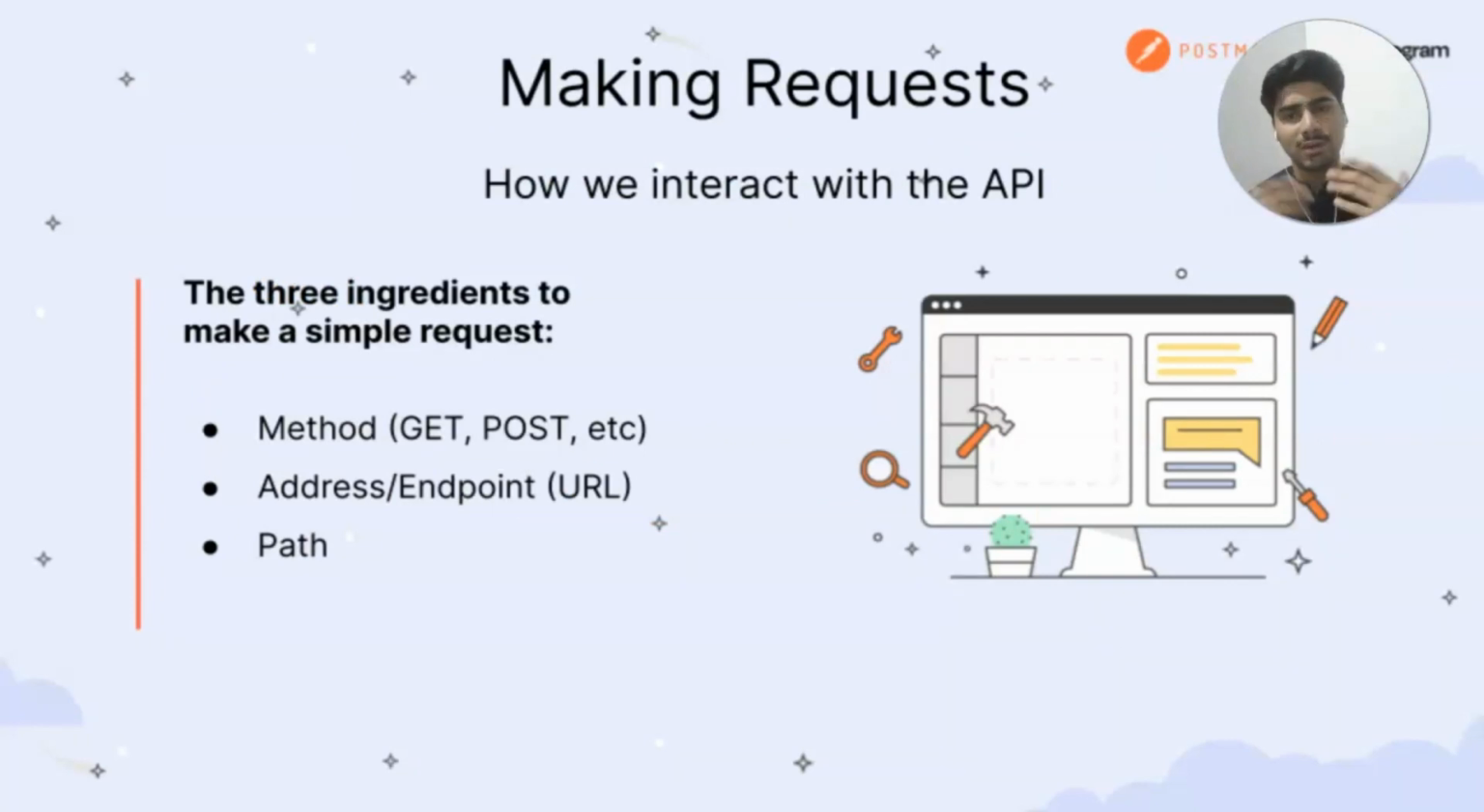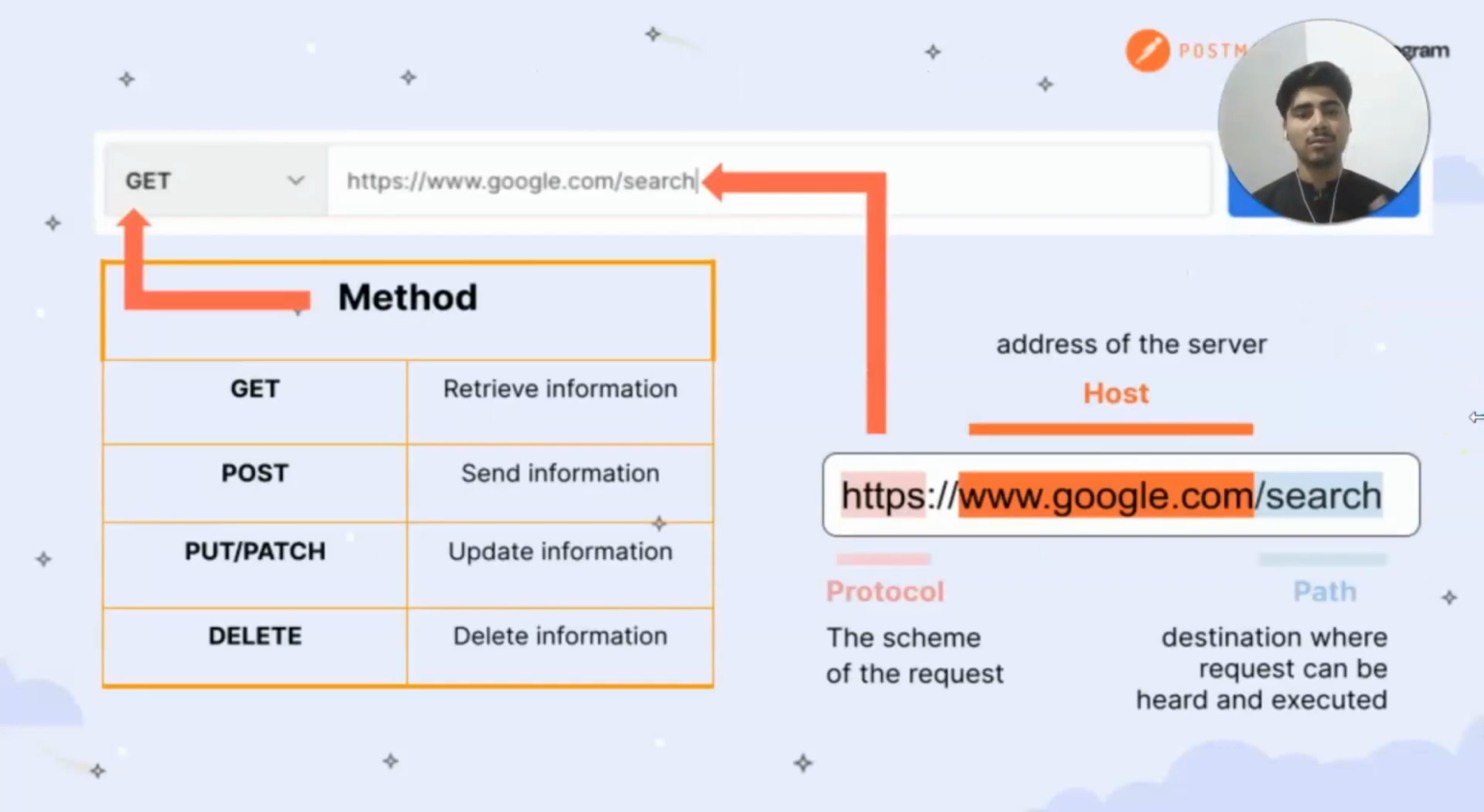While making a request, we have to interact with the API, and there are three basic components of making a simple request: a method, an endpoint, an address or URL, and a path. While making the request, we have to follow a particular scheme. We have methods, which in our case are GET, POST, PUT, PATCH, and DELETE, which we will be discussing later on in the hands-on. We have HTTPS, which is the protocol, the scheme of the request. We have a host, which is the address of the server, and we have a path, which is the particular destination where our request can be heard and executed.